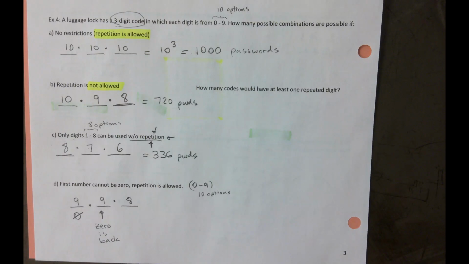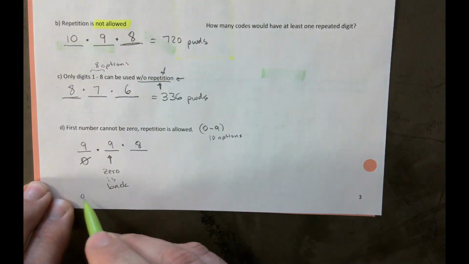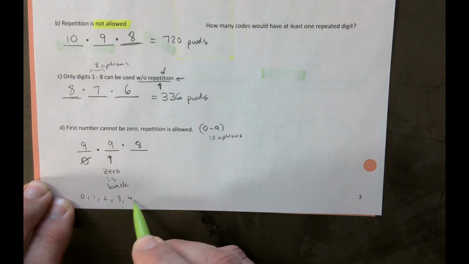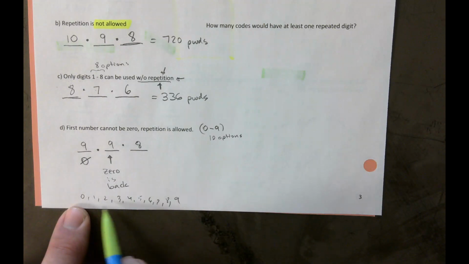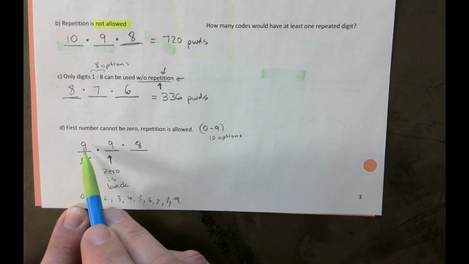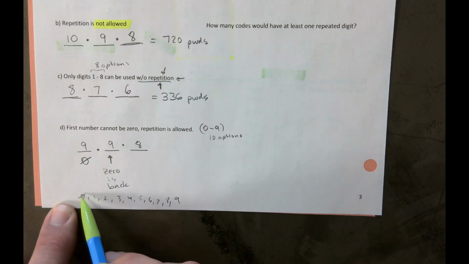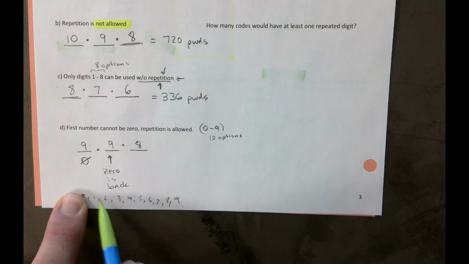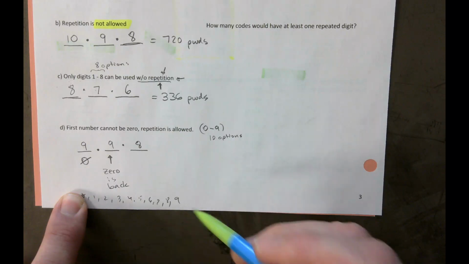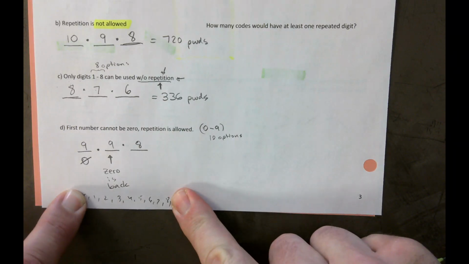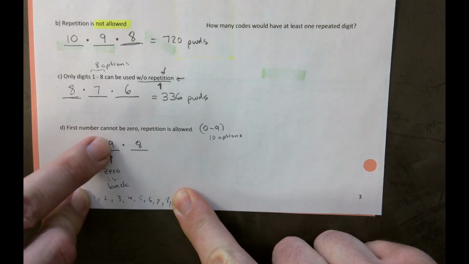Does that make sense? No? You want me to do this a long way? Okay, hold on. I'm going to do this down here. 0, 1, 2, 3, 4, 5, 6, 7, 8, 9. Okay, so there's 10 options here. But on the first one, they're saying I can't use this one. So how many options do you have for the first one? 9, right? So you're using 1 up. So how many options are left for the second one?